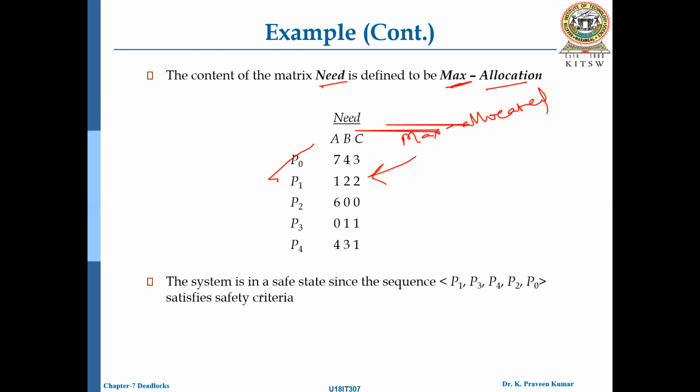Now we can say that the system is in a safe state since the sequence is P1, P3, P4, P2, P0. P1 has the smallest need, and then P3 also needs fewer resources, then P4, then P2, and then P0. In this way, if it follows this sequence, it will not lead to a deadlock.